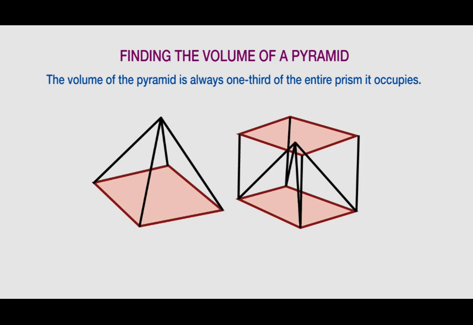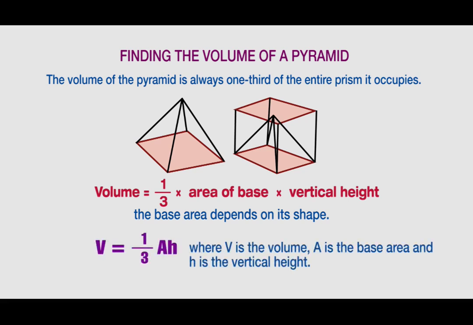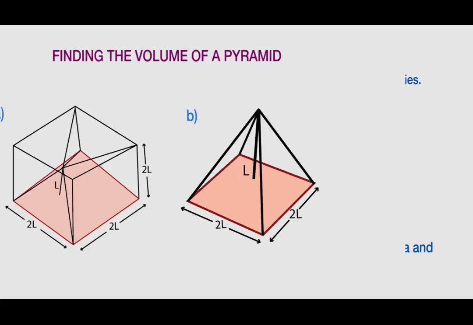the prism. Hence, the volume of the pyramid is given by 1/3 times area of base multiplied by the vertical height. The base area depends on its shape. Symbolically, it's given by V equals 1/3 AH, where V is the volume of the pyramid, A is the base area, and H is the vertical height.